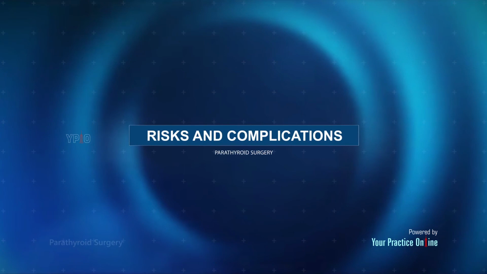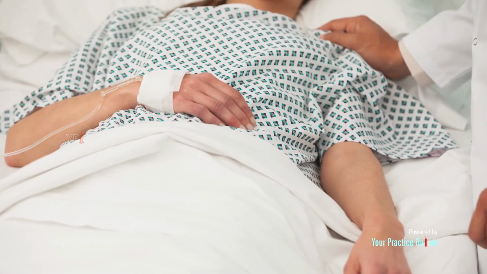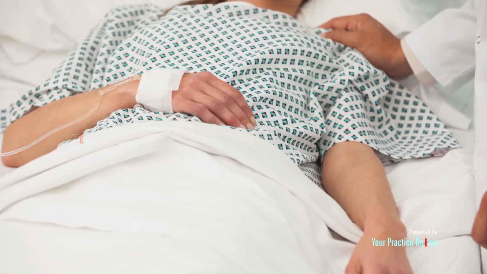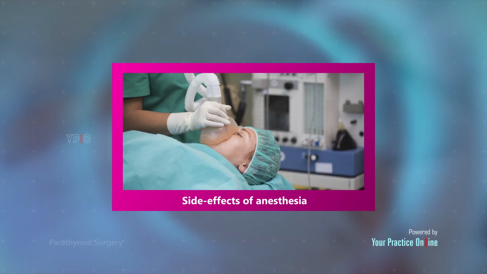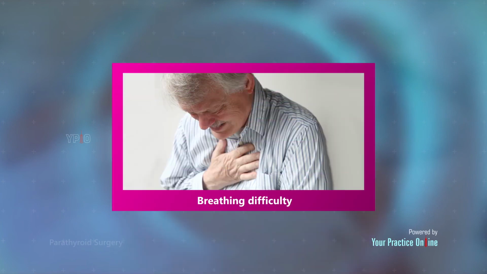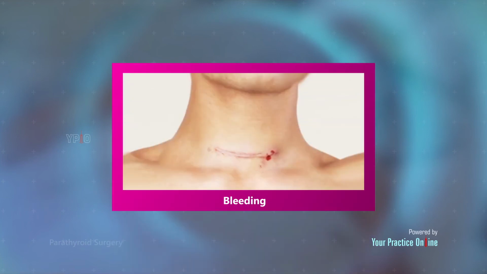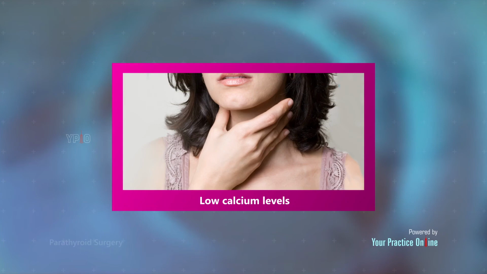Risks and complications. As with any surgery, risks and complications can occur. Parathyroid surgery may have the following risks. Side effects of anesthesia, nerve injury, breathing difficulty, bleeding, blood clots, infection, low calcium levels.